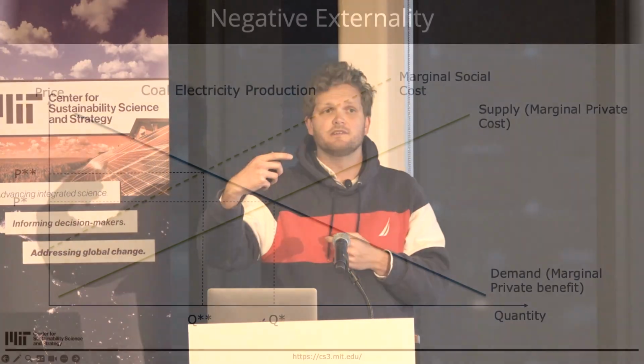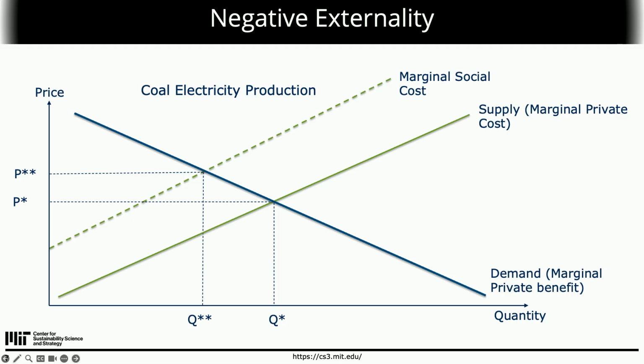Okay, so thinking about the same concept in a negative externality, and this is from the production side. So you can have externalities from both production and consumption. It's important to note that. Okay, again, we have coal electricity production, and you have demand for that and you have supply for it. We have an initial equilibrium at P star and Q star, but every time you consume coal electricity, you have carbon dioxide entering the atmosphere.